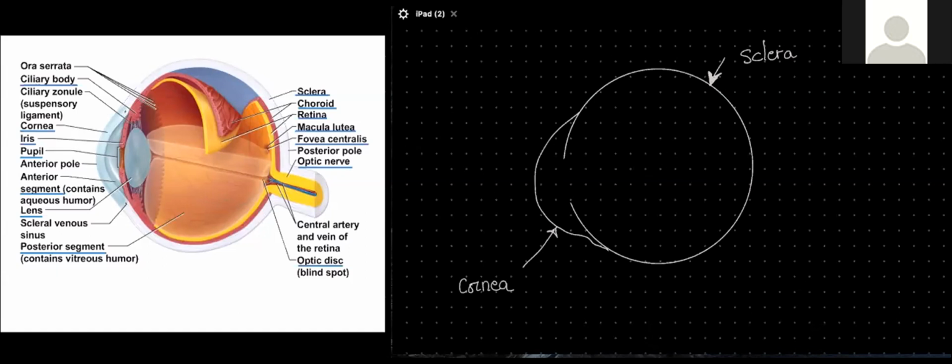Deeper to the fibrous layer formed by the sclera and the cornea, we've got the vascular layer. This is the layer that contains the blood vessels that will give the nutrition to the sclera and the cornea, as well as to the internal layer, as you're going to see in a second. The vascular layer has an anterior part. This is called the iris. And the iris, as you see on here, has a hole through which the light ray is going to be traveling. We call this hole located in the iris the pupil.